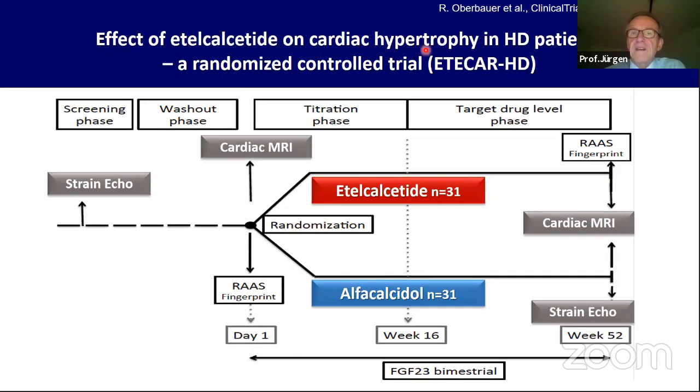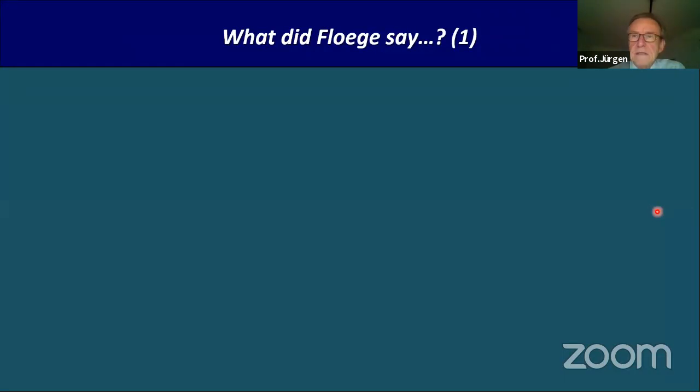What about cardiac hypertrophy? This is an ongoing trial, and I suggest you watch out. It's going on in Austria, and here they compare alfacalcidol to suppress PTH with etelcalcetide, and they do cardiac MRI scans, and hopefully next year we will see the data. So I'm coming to the end. What did we learn?